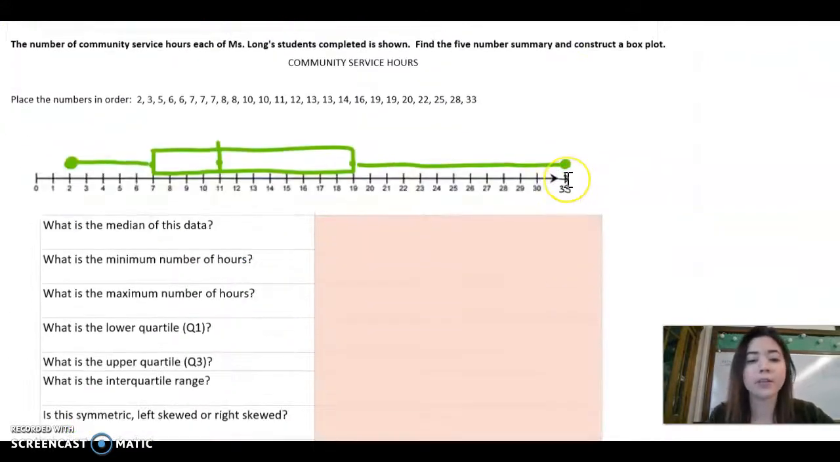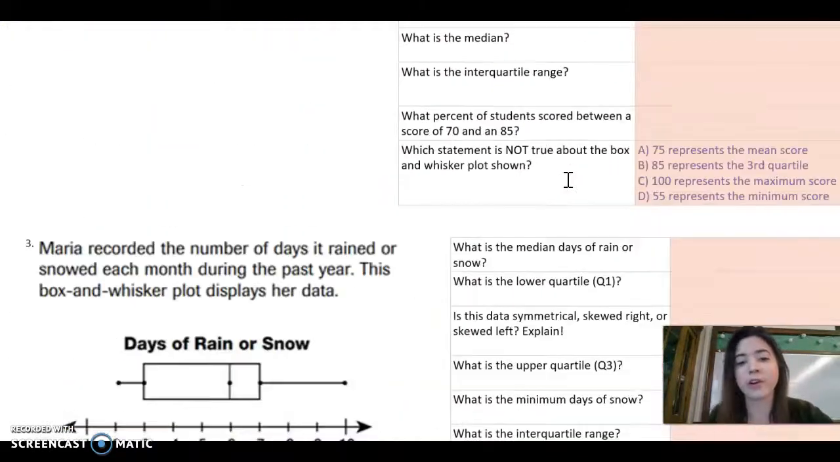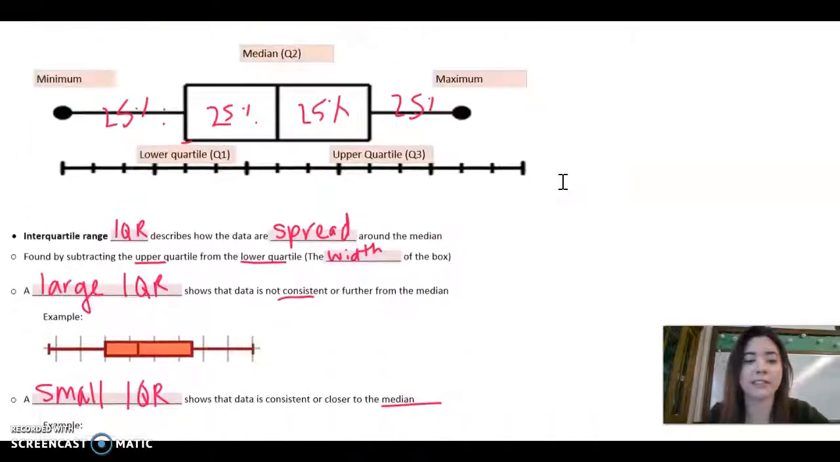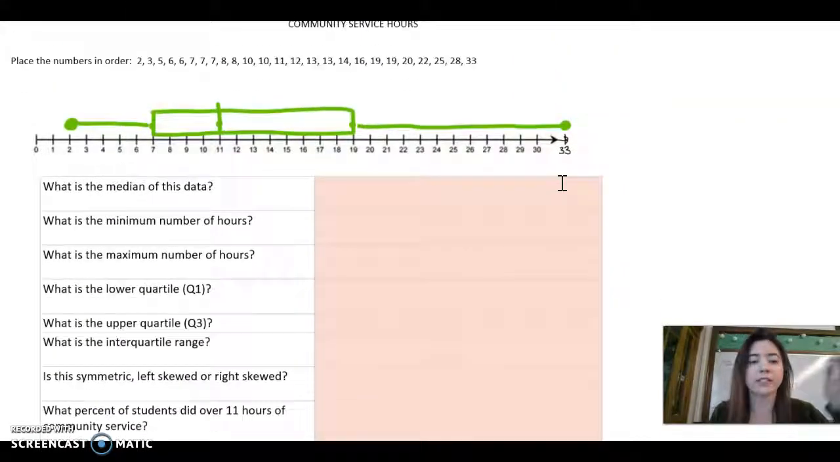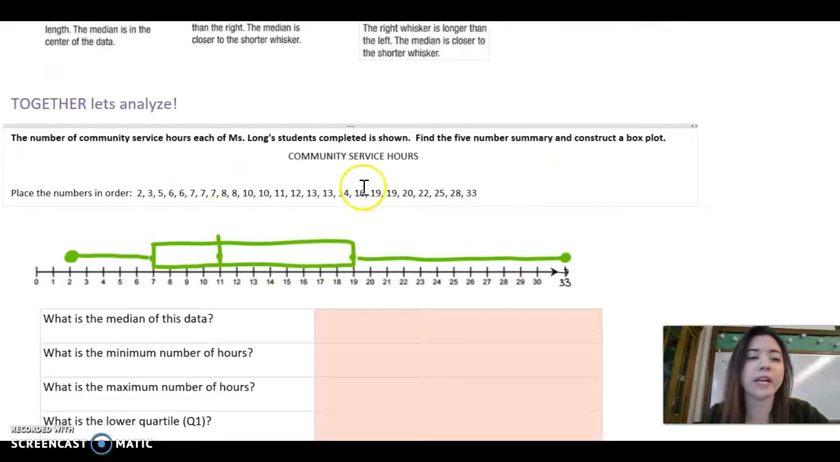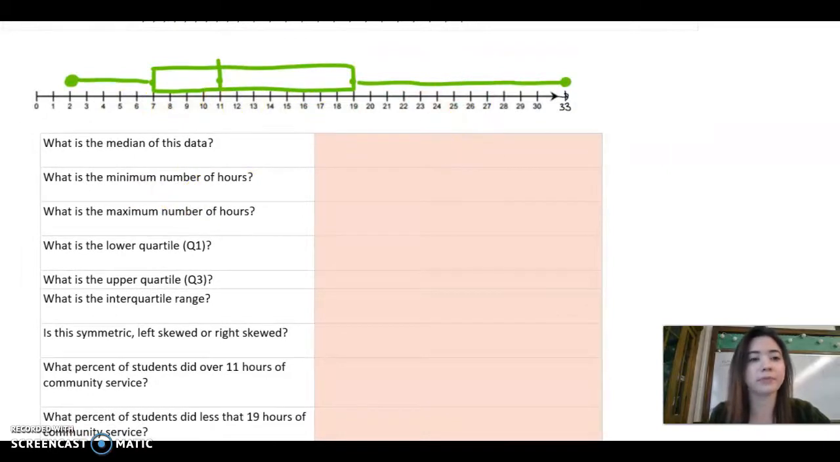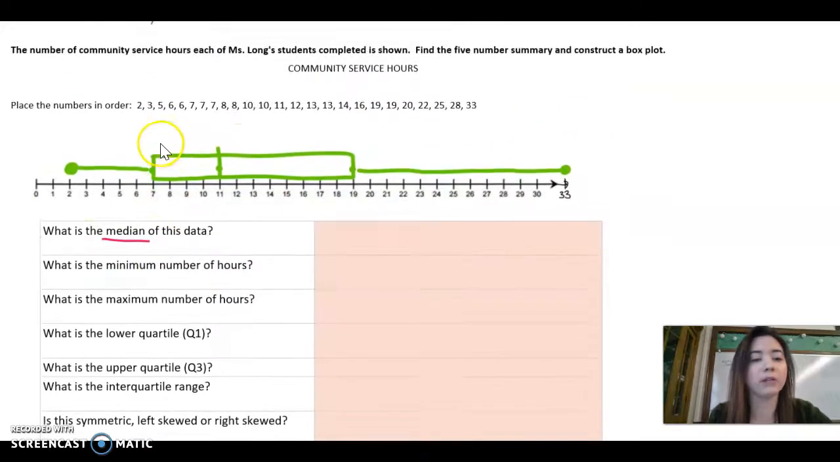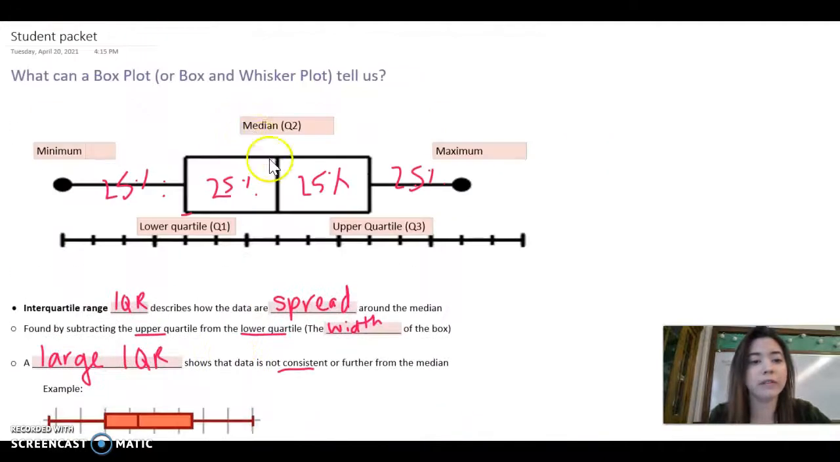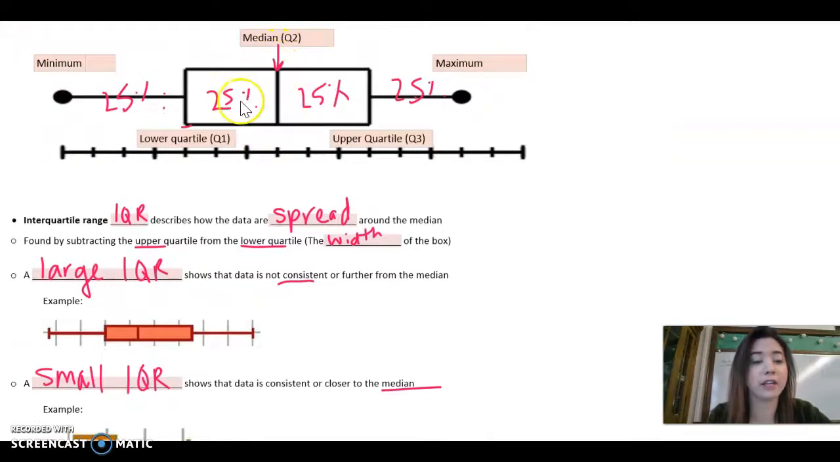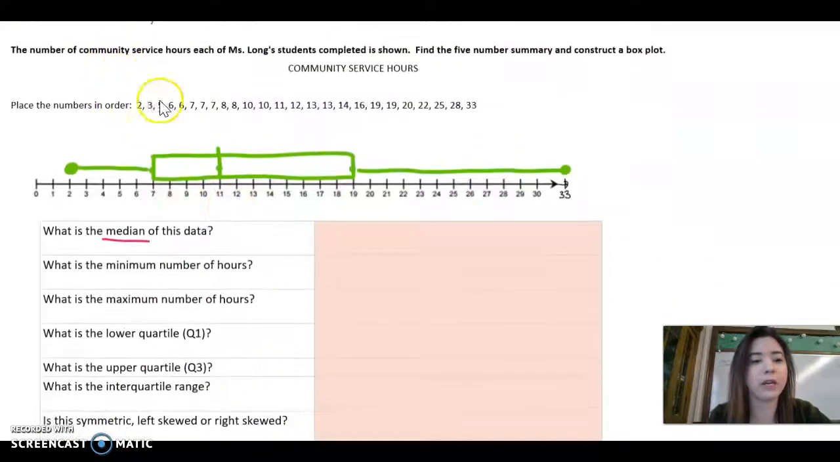All right, so let's work through some of these, and then you'll try some on your own in the independent practice. So we're going to analyze this box and whisker plot. Here was all of my data. It was about the number of community service hours being done by students. And here's our box and whisker plot. So what is the median? Well, remember the median is where that center line is. So our median would be right here, and that's at the number 11.